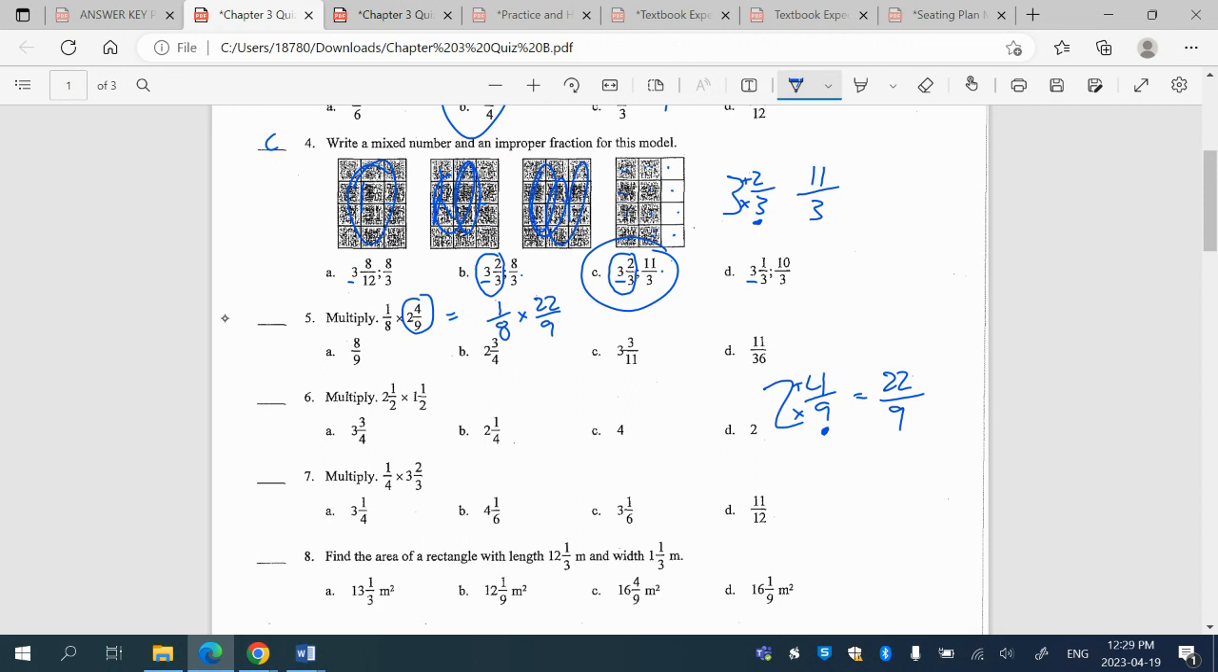Can we cross reduce? Yes, we can. 8 and 22 are both even, so I know that I can take 2 out of this. 8 divided by 2 is 4, and 22 divided by 2 is 11. Now let's multiply straight across. 1 times 11 is 11 over 4 times 9 is 36. And there we go, D.